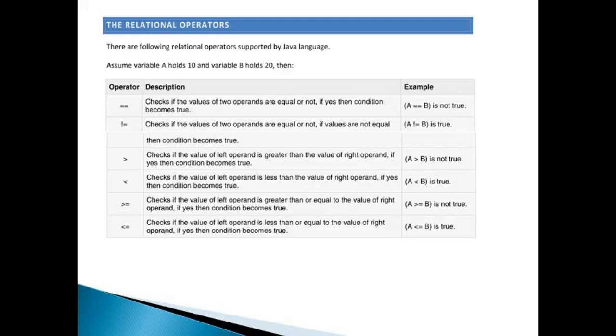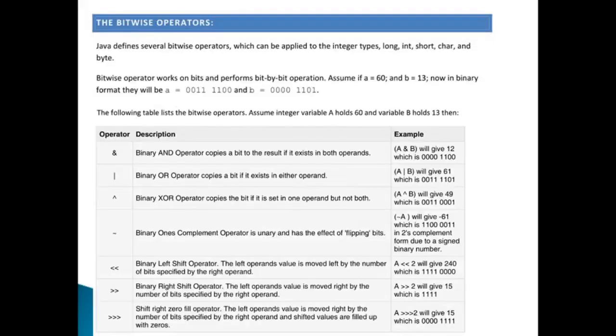Now if we have to check whether the values of two variables are equal, that they both have the same value, then in that case we use the double equal to sign. It checks if the two operands are equal or not. If yes, then the condition becomes true. Suppose A is 5 and B is 5, and we want to check whether both of them are holding the same value, then we use the double equal to sign.